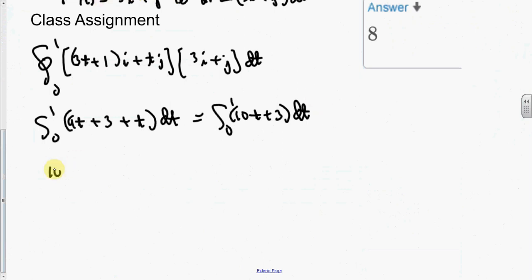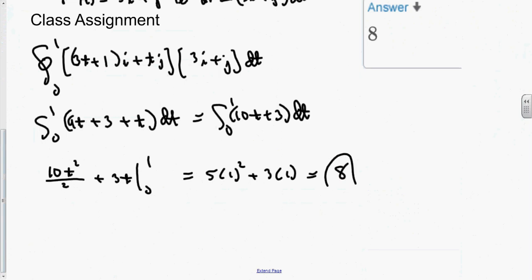So this is 10t squared over 2 plus 3t evaluated from 0 to 1. So this is 5 times 1 squared plus 3 times 1. You just get 8.